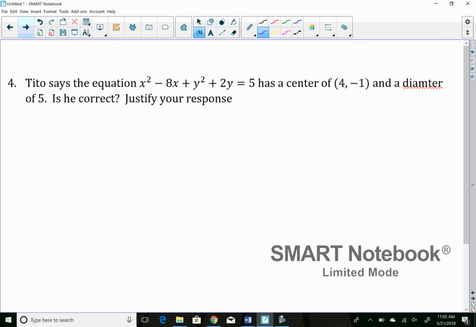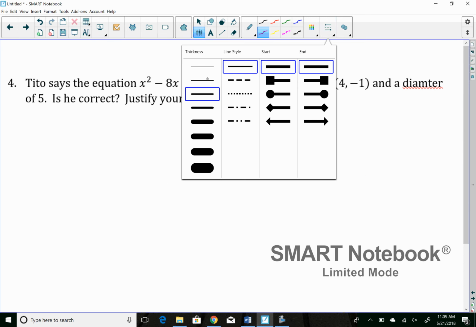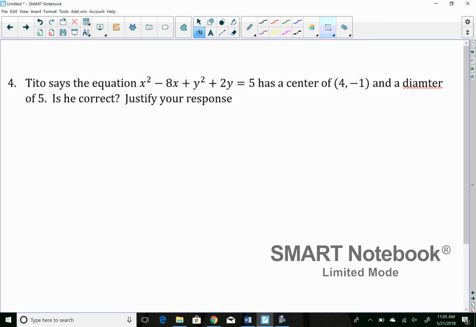The last question you had here is about this guy named Tito. And Tito has this question, and he thinks that the center and the diameter here are correct. There are 2 ways of doing this question. You can either take this form and put it in center radius form, or write center radius form with this center and this diameter and go from there. All right. So let's do some math.